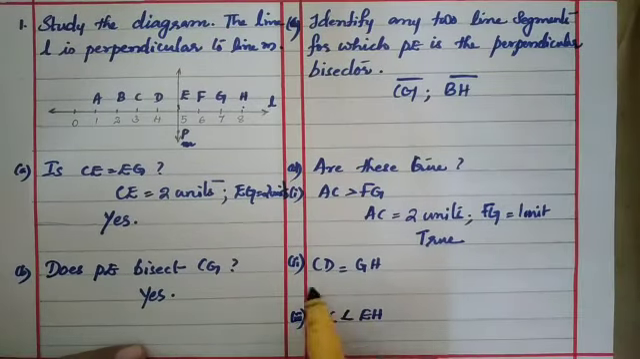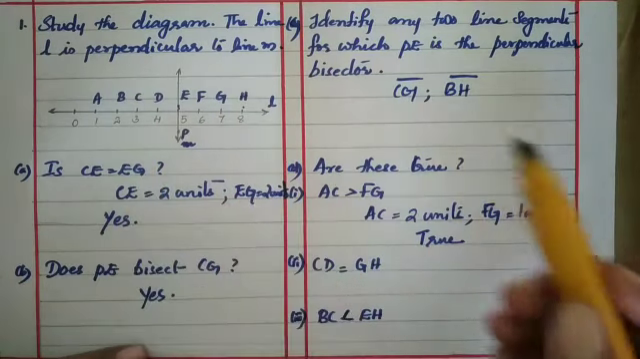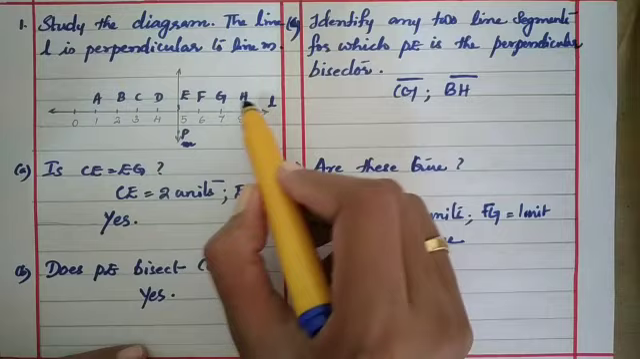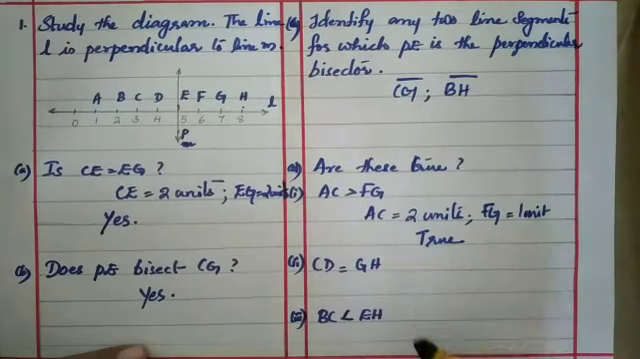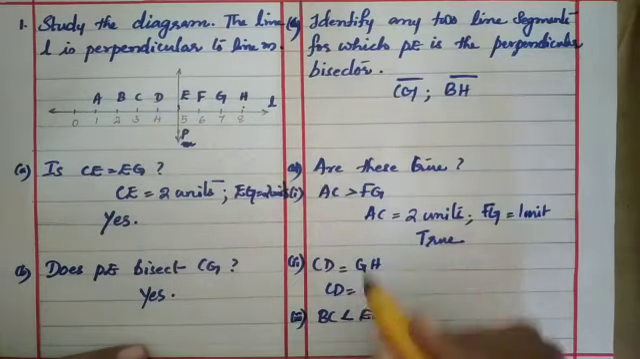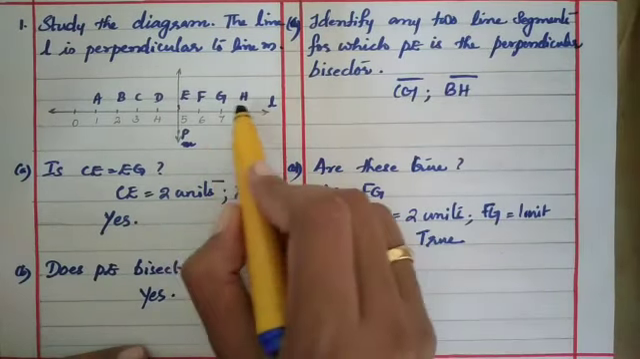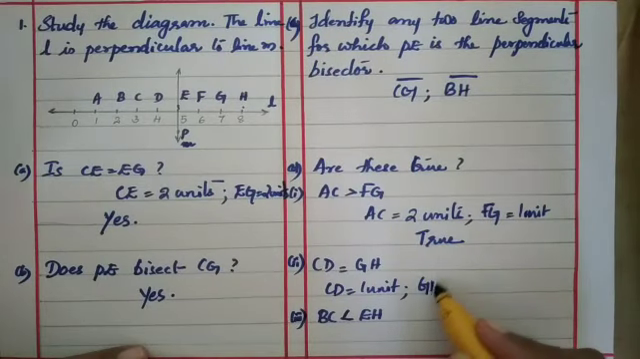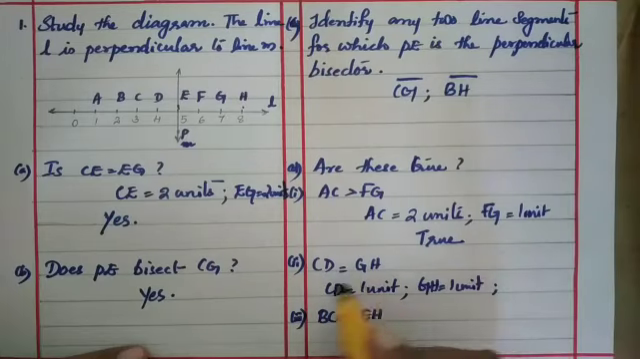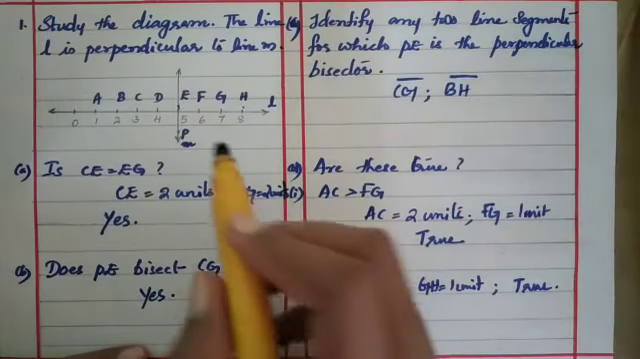Then the second one, CD equal to GH. CD, C to D, is 1 unit. Then GH is also 1 unit. So the answer is true. Okay, hope all of you understood.